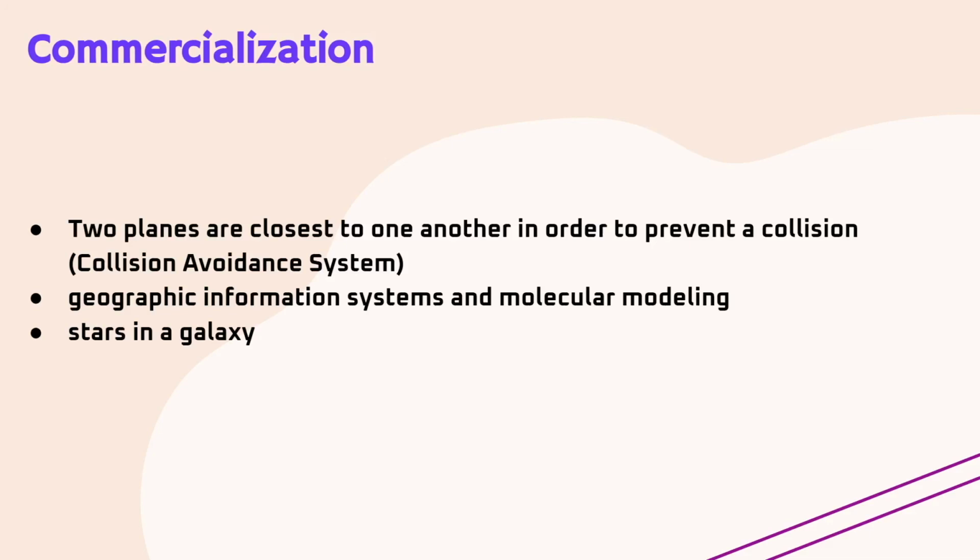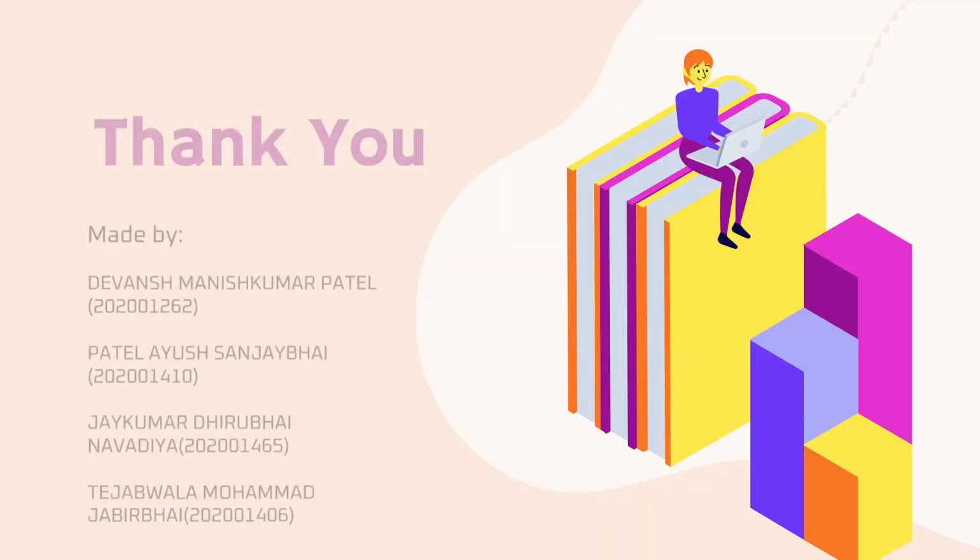Because of the increased popularity and efficient transporting facility, air traffic is increasing day by day. So for controlling air traffic, for instance, it would be useful to know which 2 planes are closest to one another in order to prevent a collision. Other real-world applications include geographic information systems and molecular modeling.